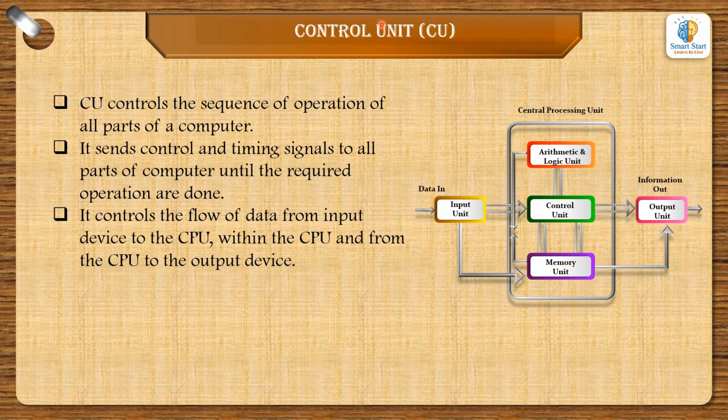Next is the control unit. CU stands for control unit. CU controls the sequence of operations of all parts of the computer. It sends control and timing signals to all the parts of the computer until the required operations are done. It controls the flow of data from the input device to the CPU, within the CPU, and from the CPU to the output device.